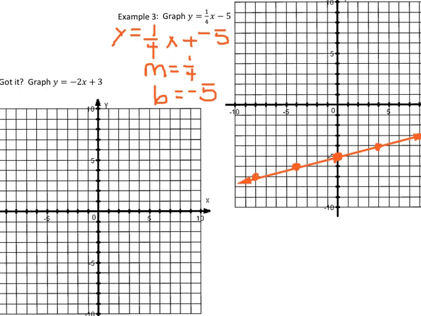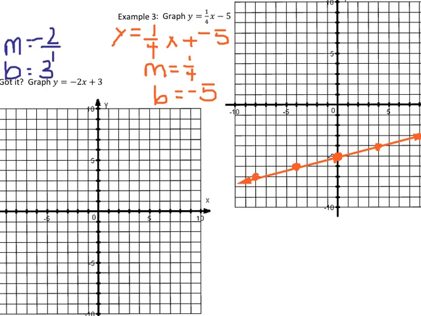So now we have one more to do. I'm going to use a different color ink for this one. So here I have my slope of -2 and my y-intercept is 3. So let's write that down. My slope is -2, and usually I want to think of slope as a fraction, so I'm going to put that over 1. And my y-intercept is 3.